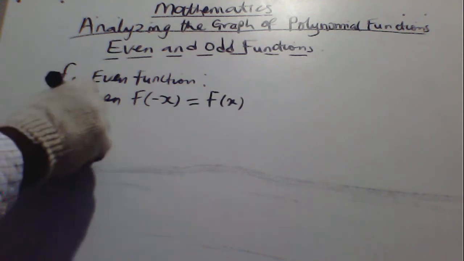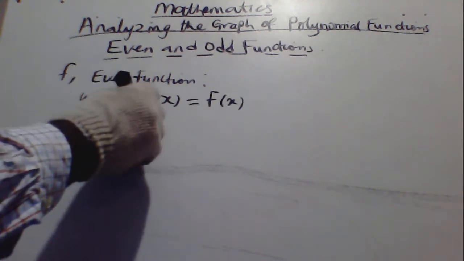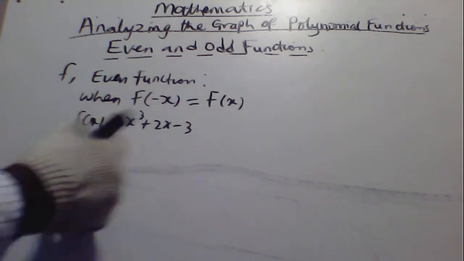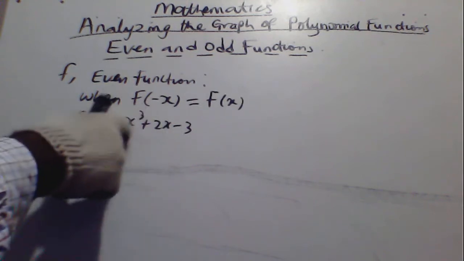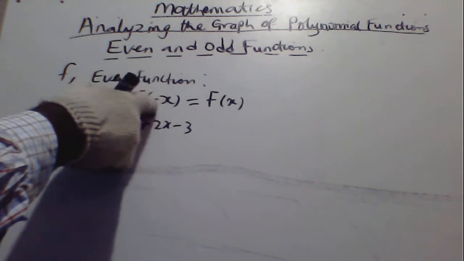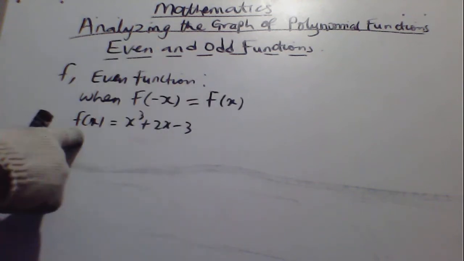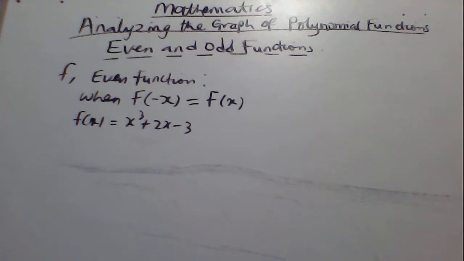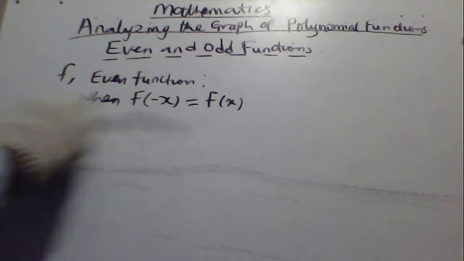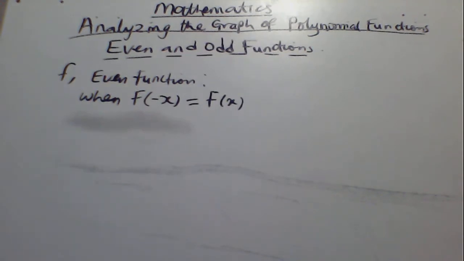For example, if f of x is equal to x raised to power 3 minus 2x minus 3 for all x, if we substitute x with minus x and the result is equal to the function itself, then we say that it is an even function for all x in its domain. The graph of an even function is symmetrical about the y-axis.